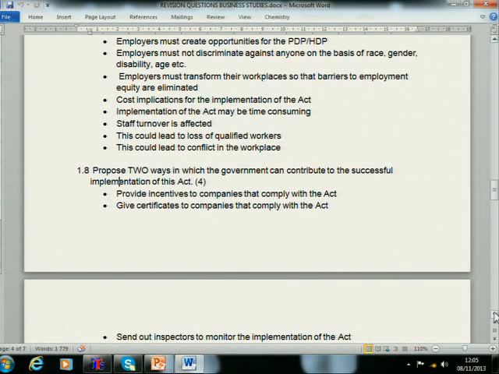For all these employers to make sure that they try to comply with the act, the government can provide incentives to those who are complying. Give some certificates to the companies that are complying. This will motivate them, encourage them to implement the act. That's the least the government can do.